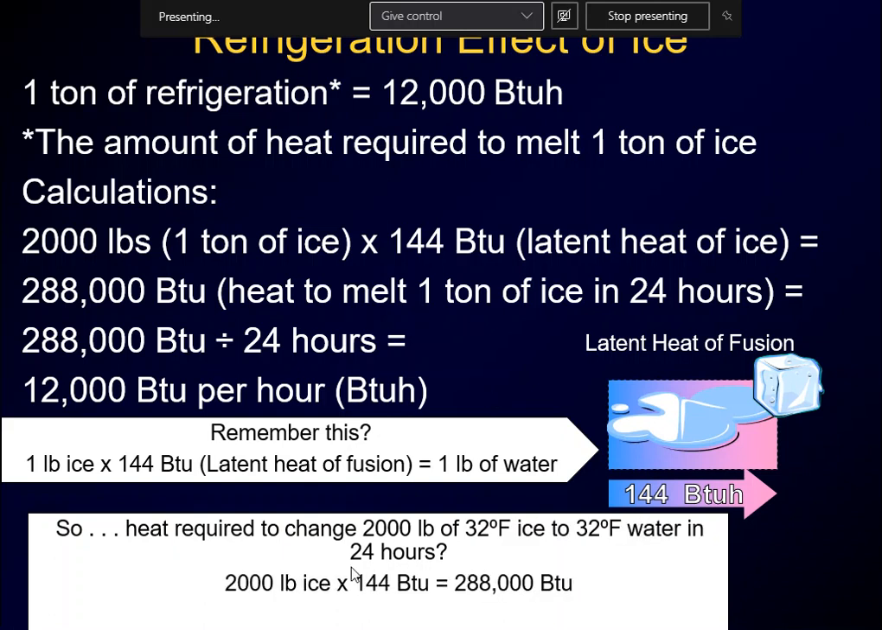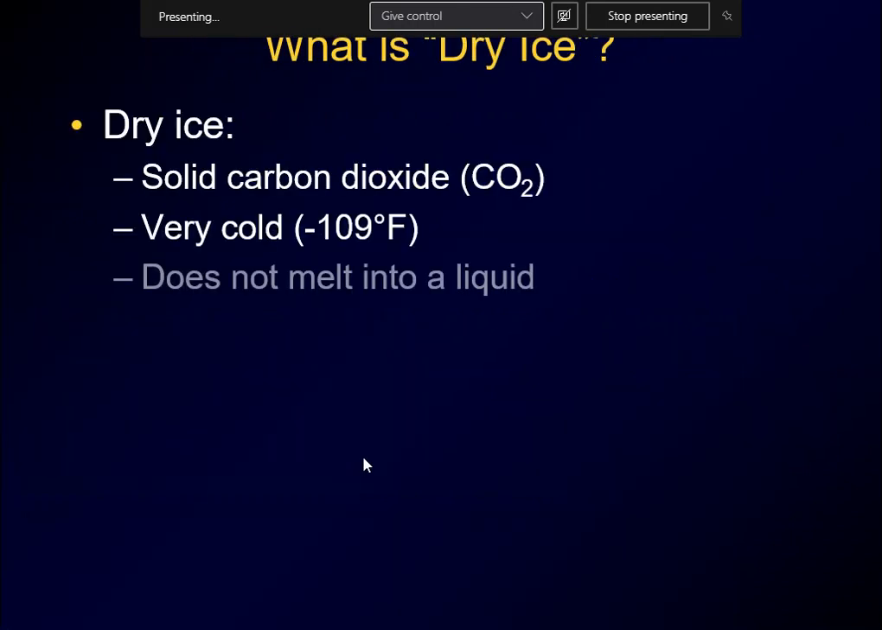So they're breaking it down and they're saying, well, if you remember, the latent heat of fusion was 144 BTUs per pound. Fusion being the freezing and thawing. 1 pound of water at 144 BTUs per pound. So if I have 2,000 pounds of ice in a 24-hour period, do the math. That works out to 288,000 BTUs. So that's how they came up with that. And then you divide that by 24, and that's 12,000.